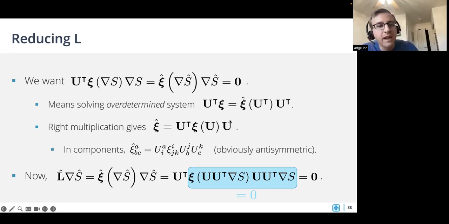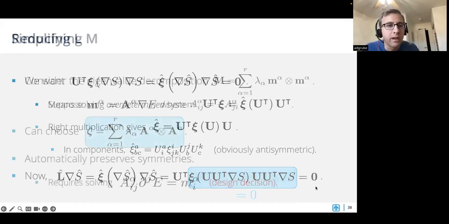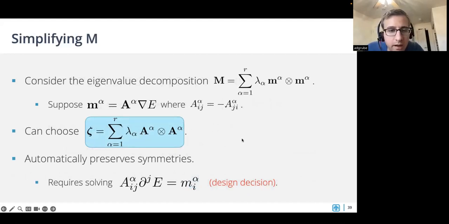And then, like I said in words on the other page, it's guaranteed that this will be 0, because if I just look at what this is, it's my totally antisymmetric thing contracted against 2 copies of the same vector. And then for the interest of time, I will go on from this, but you could do the same thing for M. And in fact, you can make your life easier if you first write M as an eigenvalue decomposition. Then each of these eigenvectors I can write as a skew symmetric matrix times grad E.